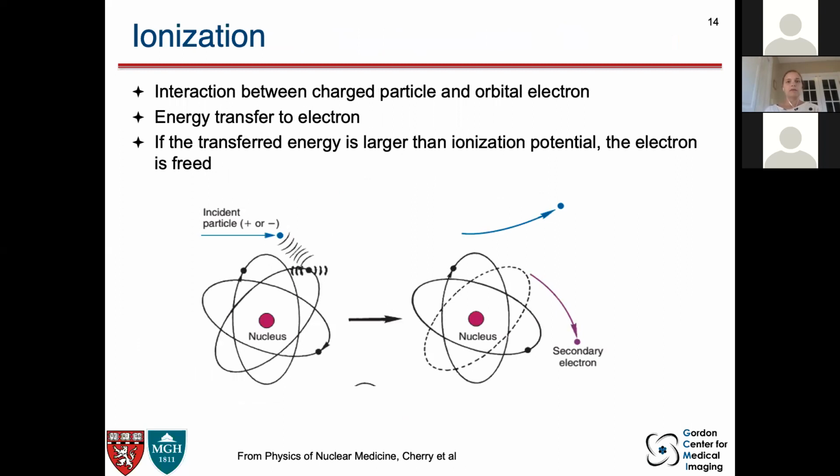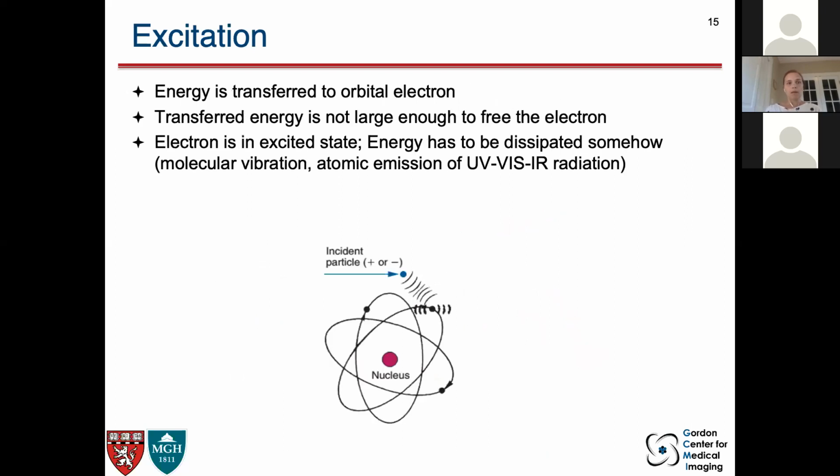So ionization happens due to interaction between the charged particle and an orbital electron. The charged particle will transfer energy to the electron. And if this transferred energy is larger than the ionization potential, the electron may escape, and you will have a secondary electron. Excitation is similar, but the transferred energy is not enough to completely free the orbital electron, and it's left in an excited state. This excitation energy will be dissipated by molecular vibrations or atomic emissions of photons in the UV, visible or infrared range.